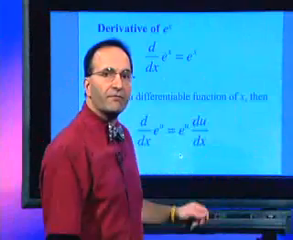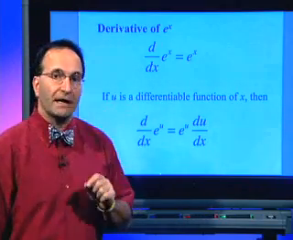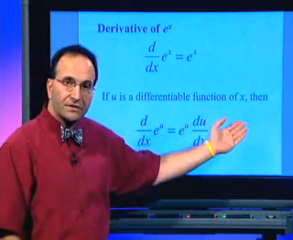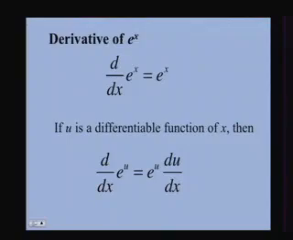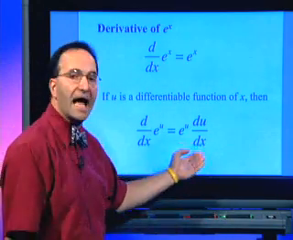Let's start off with a formula. The derivative of e to the x is e to the x. Yes, that's right. The derivative of e to the x is itself. If u is a differentiable function of x, then the derivative of e raised to the power u is again e to the u, but we also have to find the derivative of u. So it's e to the u times du dx.